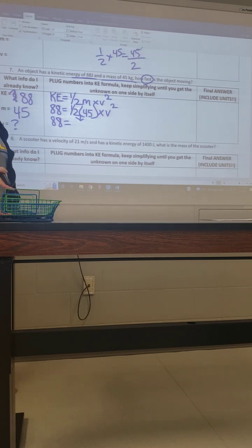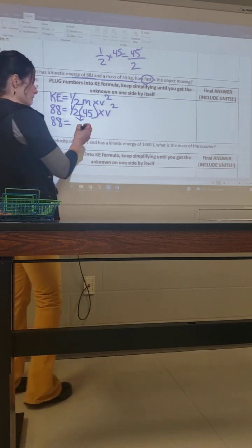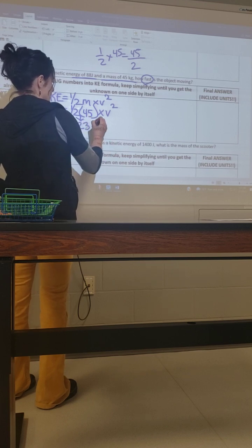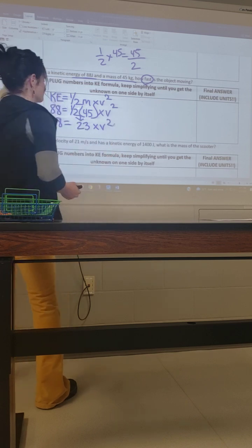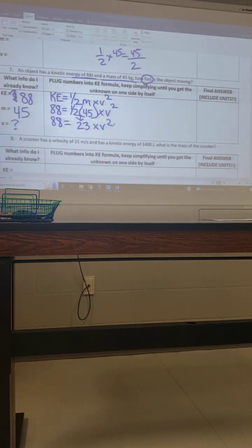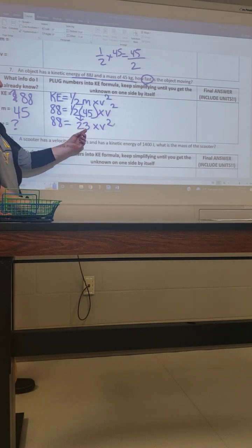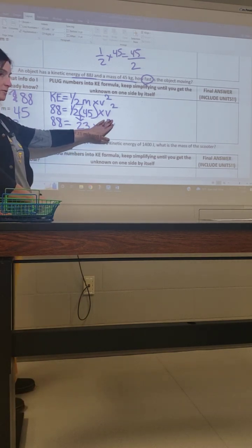What do we get there? 45 divided by 2? Okay, so we can either do the 22.5 or we can round it to the whole, we'll just round up to 23 times v squared. We're at the point where there's nothing left to simplify. So we're going to start moving into, how do I get my variable alone? How do I get the v by itself? So save getting rid of the square till the very end.